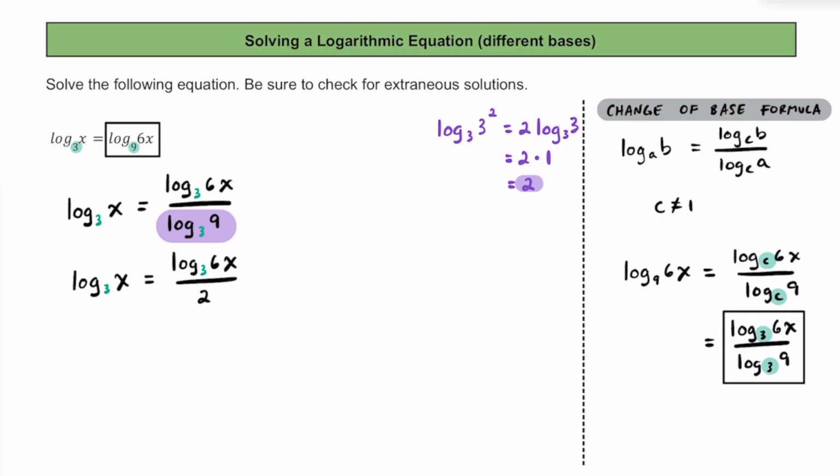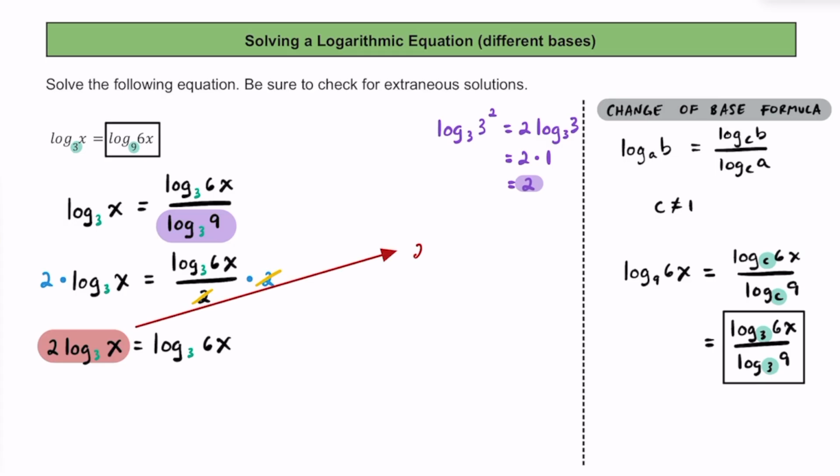Alright, so our equation is a little bit simpler than it used to be. Now let's multiply both sides by 2 so we don't have to deal with any fractions here. If we do that, these 2's are going to cross cancel on the right side of the equation. And we can write this equation of 2 times log base 3 of x is equal to log base 3 of 6x.